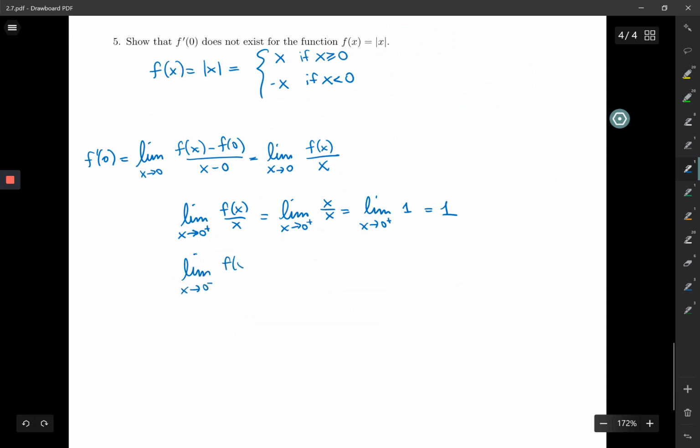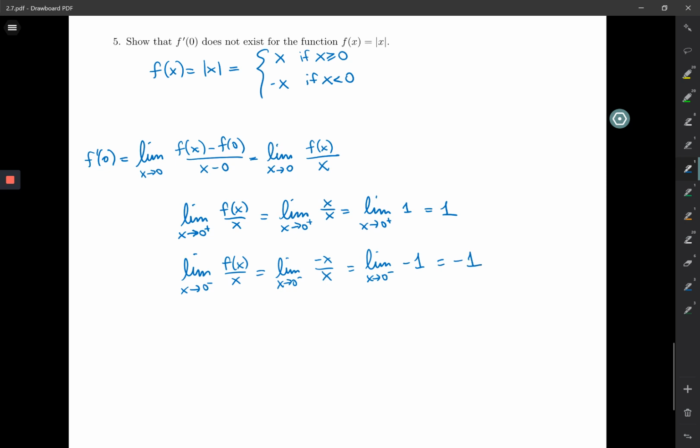In that case, the formula we would use since we are approaching from the left is going to be negative x, since all of our x's will be less than 0. So we get negative x over x, which is equal to the limit as x goes to 0 from the left of just negative 1. Since that is a constant, the limit is just equal to negative 1.